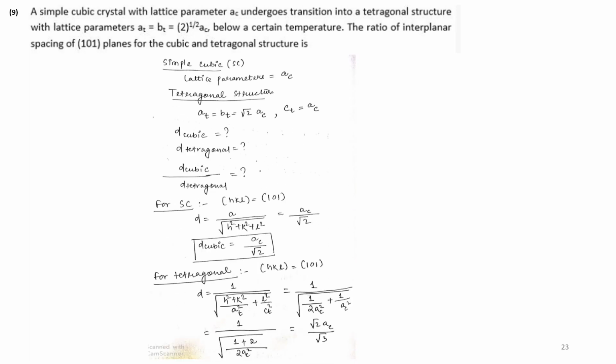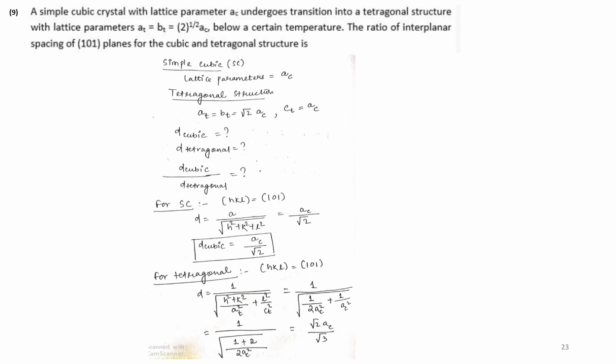A simple cubic crystal with lattice parameter AC undergoes transition into a tetragonal structure with lattice parameters AT is equal to BT is equal to 2 root 2 AC. Below a certain temperature, the ratio of the interplanar spacing of the 101 plane for the cubic and rectangular structure is... So see here, for a simple cubic the lattice parameter is AC, and for the rectangular system the lattice parameters are AT is equal to BT is equal to root 2 AC and CT is equal to AC.